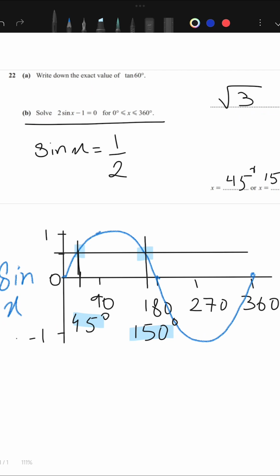So there you go, 45 and 150. Super simple way to answer these type of questions.